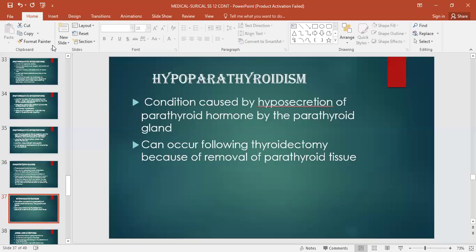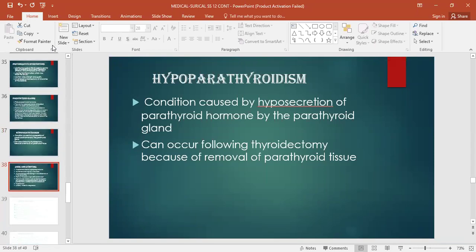So now, what are the disease conditions that come with it? Hypoparathyroidism, when the parathyroid hormone is low. This is the condition caused by hyposecretion of parathyroid hormone by the parathyroid gland. And it can occur following thyroidectomy. We have said it earlier. When a patient undergoes thyroidectomy, this patient can have low level of parathyroid hormone, because the parathyroid gland is located at the back of the thyroid gland. And they might mistakenly cause trauma or damage to this particular parathyroid gland.